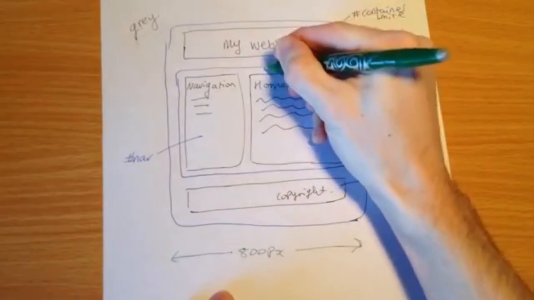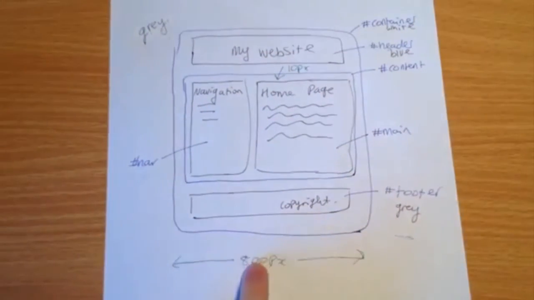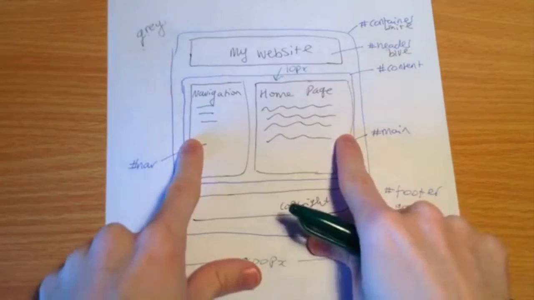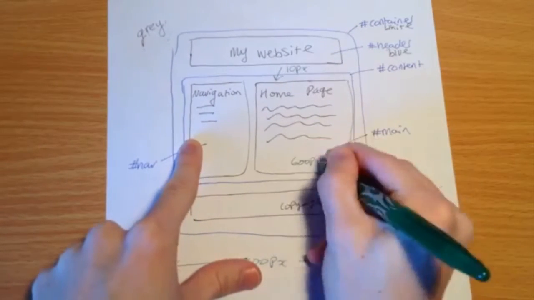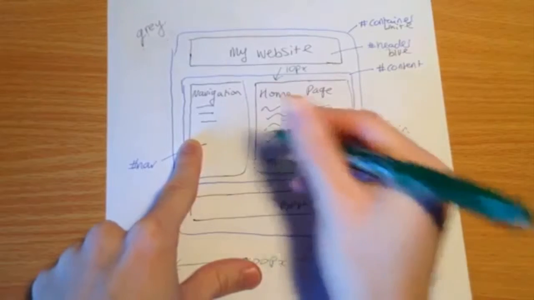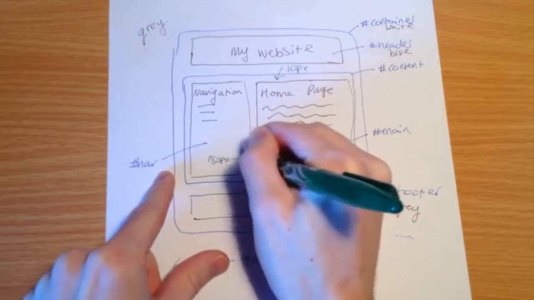So this space here, I want 10 pixels, which leaves 800, subtract 10 and 10, 780 pixels for the content. If I want main to be 600 pixels wide, this leaves 180 pixels for navigation.